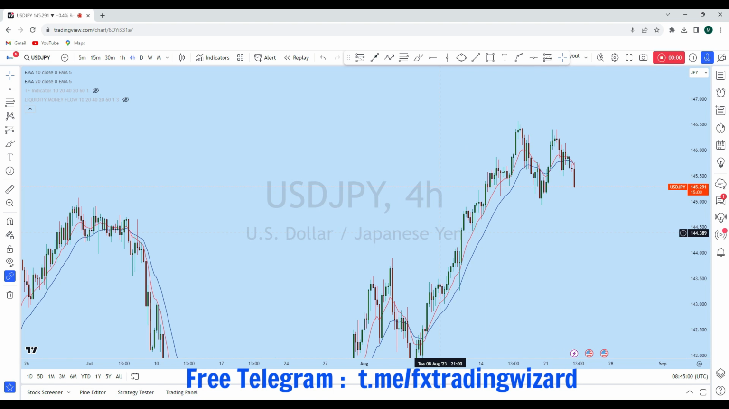Hello trader, I'm going to do a complete multi-time frame analysis on dollar yen. Let's see what kind of trading opportunity we currently have in this instrument. From the lower time frame perspective, we can see that dollar yen is currently showing a significant trading opportunity.